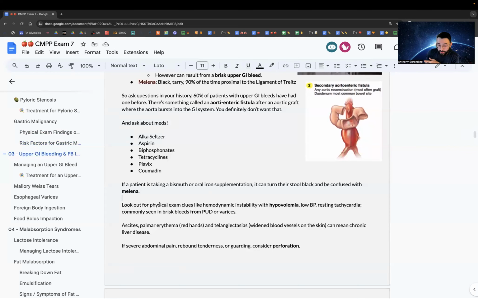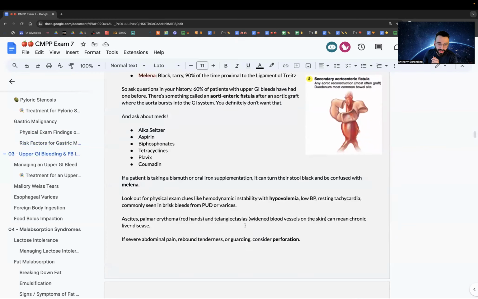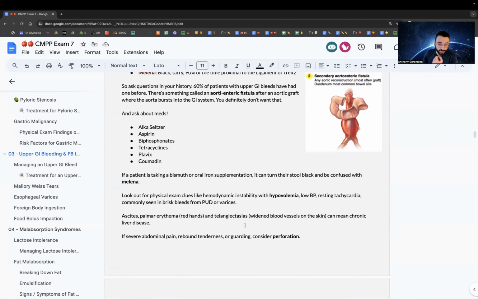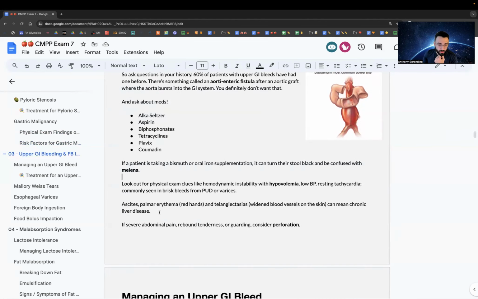So definitely do your due diligence in asking the question. Another kind of thing that could be a question is if a patient is taking bismuth or oral iron, it can turn their stool black and be confused with melena. So be on the lookout for that. For an upper GI bleed, definitely look for clues of hemodynamic instability like hypovolemia, which can come across as a low blood pressure, resting tachycardia. All right, you're going to see those in your brisk bleeds. There's also ascites, palmar erythema, red hands, and telangiectasias, which is widened blood vessels.